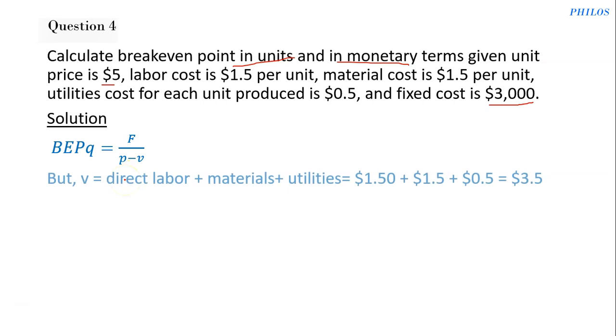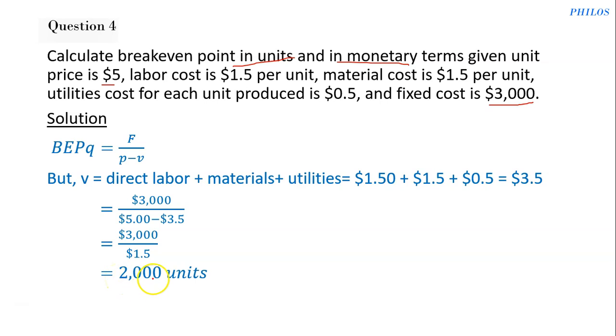So this means that we need to add labor, material, and utility to get the variable cost. So variable cost will be equal to 1.5 plus 1.5 plus 0.5, and that will be $3.5. Okay, so let's substitute them in the formula now. So when we do the substitution, we get 3,000 divided by 5 minus 3.5. Remember that P is 5, V is now 3.5, and F is 3,000. So 5 minus 3.5 will give you 1.5, isn't it? So now you have 3,000 divided by 1.5. Enter 3,000 divided by 1.5 on your calculator, and that will give you 2,000 units.